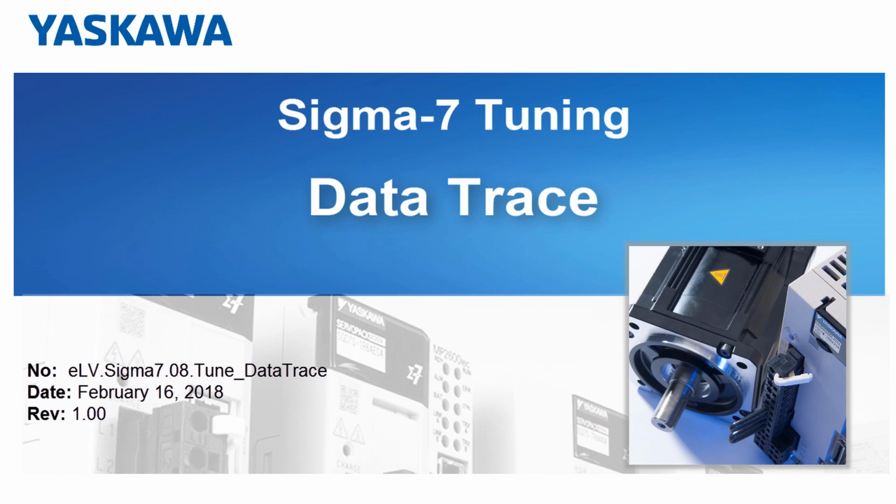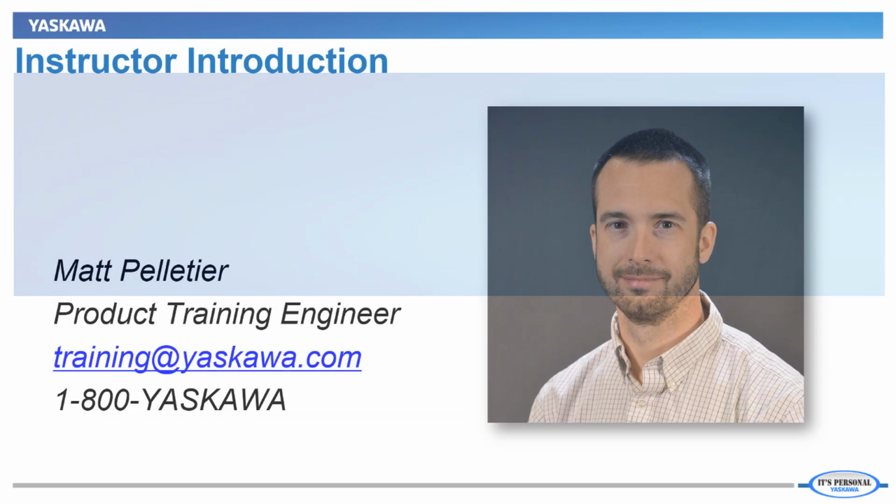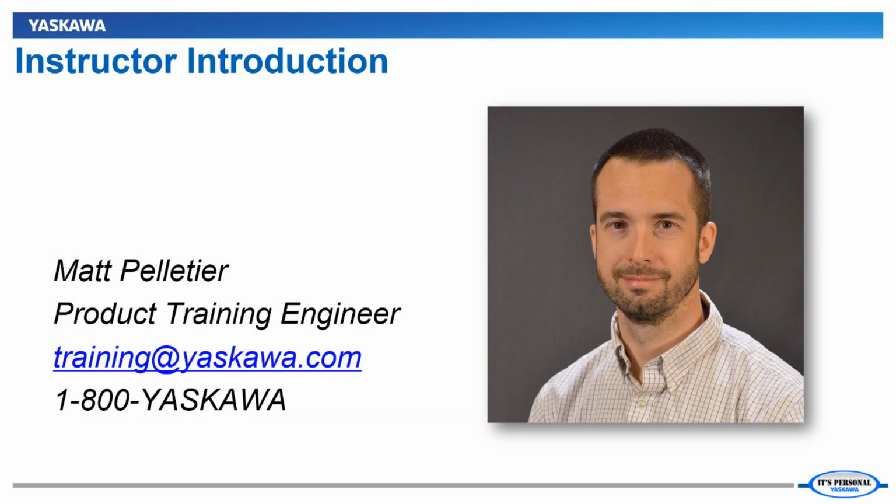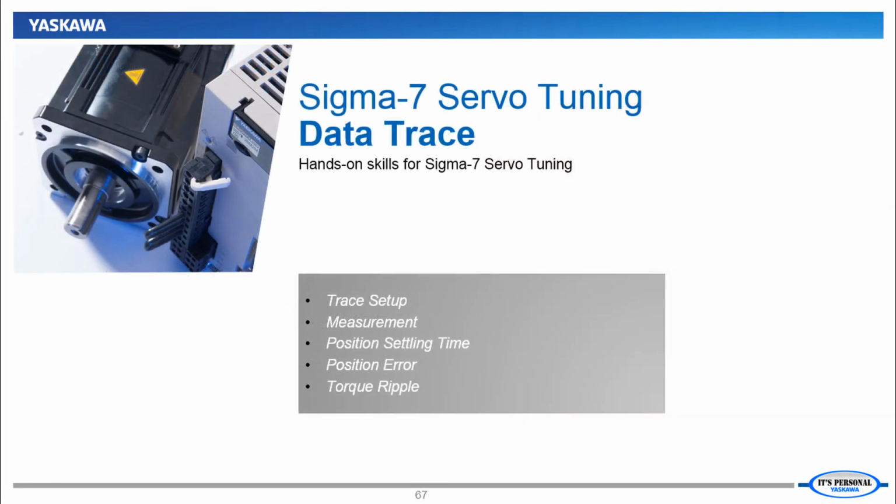In this video, we'll use the data trace feature to measure position settling time, position error, and torque ripple. Hi, I'm Matt Pelletier. Here's a quick preview of how to use the data trace function in Sigma-7 Plus version 7 to accurately measure the servo system response to the worst case move profile.